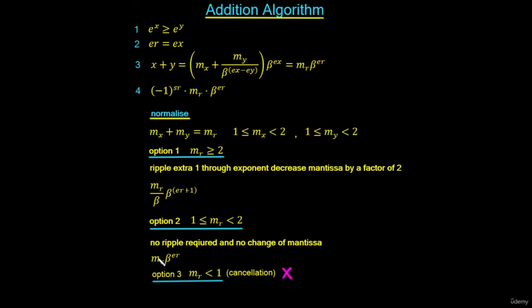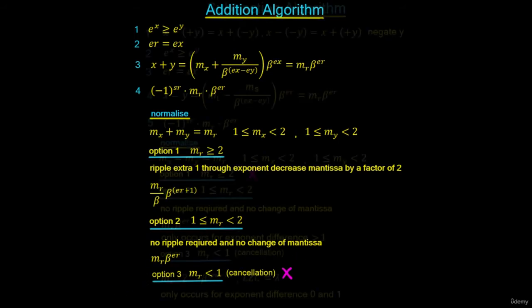Now the other option that we can look at here is option 3, where the mantissa for the result is less than 1, in which case we would get cancellation. But this is never going to occur whenever we are performing this addition, because we're never going to get a number that's less than 1, because this number here is between 1 and 2, and this number here is between 1 and 2. Whenever we do the addition, we can never get a number that's less than 1. So this just doesn't occur. So let's go ahead and look at the subtraction algorithm.